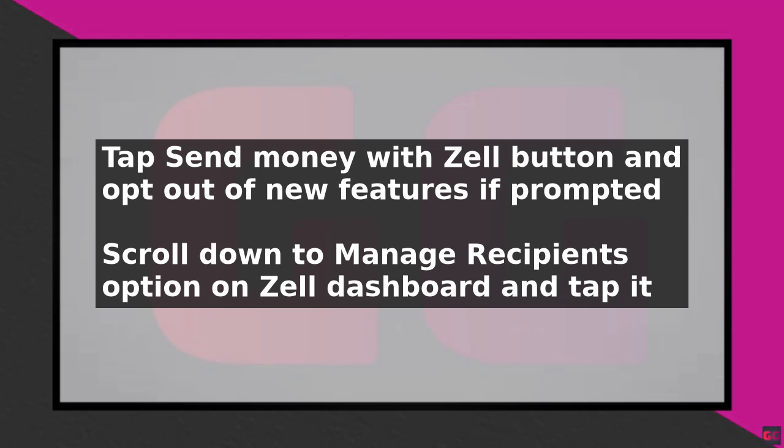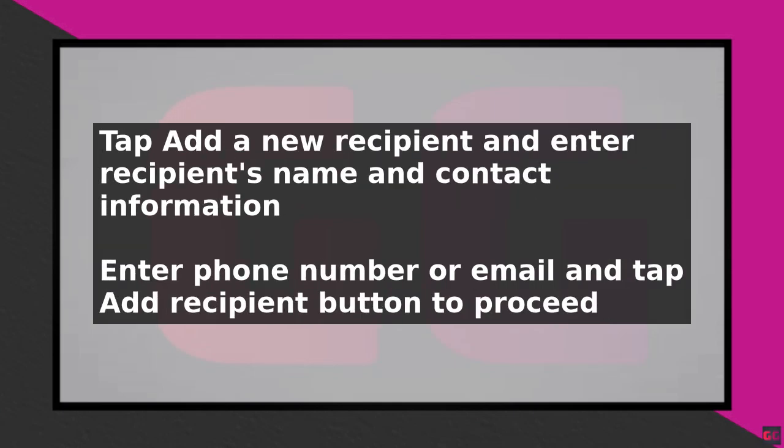You may be prompted to try a new feature, such as using a QR code, but you can opt to continue without it. On the Zelle dashboard, scroll down to the Manage Recipients option and tap on it. This will take you to a screen where you can see a list of your existing recipients. Tap Add a new recipient to proceed.